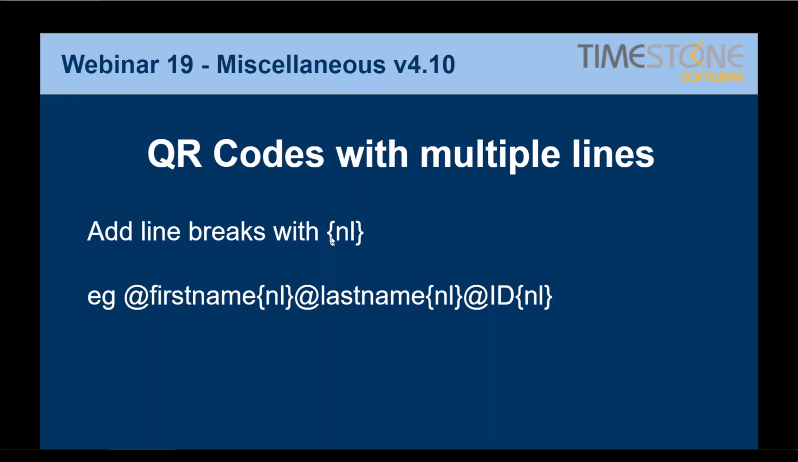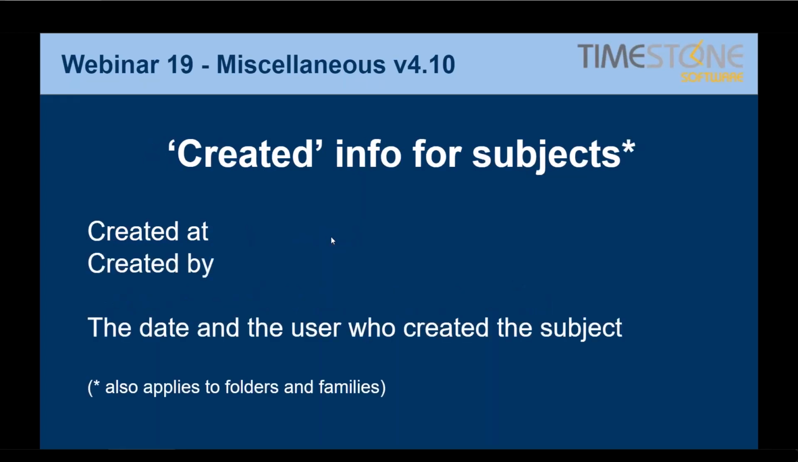Alrighty, moving right along. We have got something new. Every time an entity is made, I've used subjects because that's the most common, but it applies equally to folders and families. Every time a subject is created, we are now recording the timestamp of when it was created, and who it was created by. And by who I mean the computer that it was created on, so the computer's name and whoever's logged into the computer at that time. So the date and the user who created the subject. Let's have a look at that.